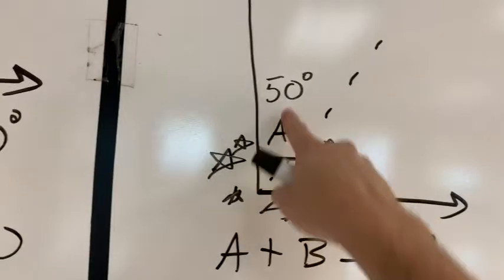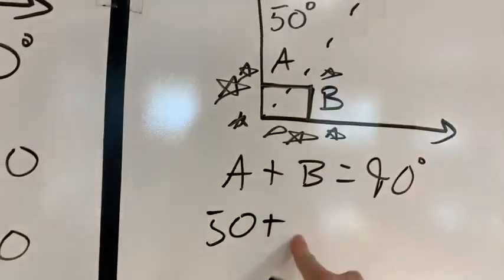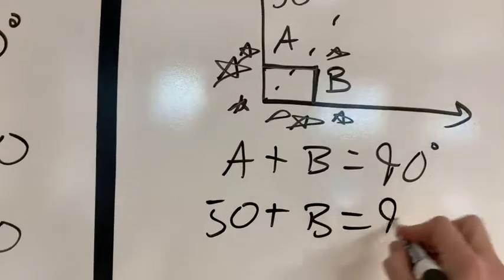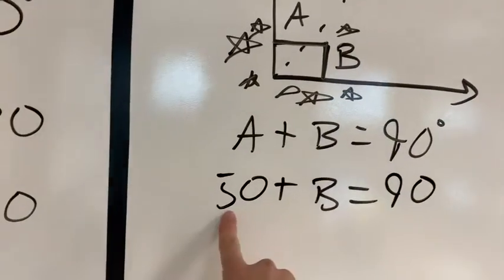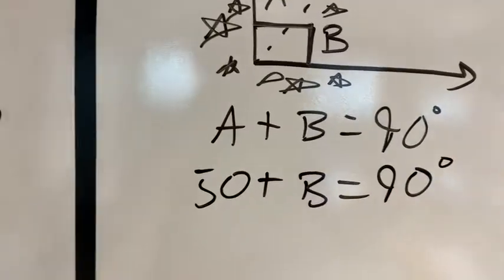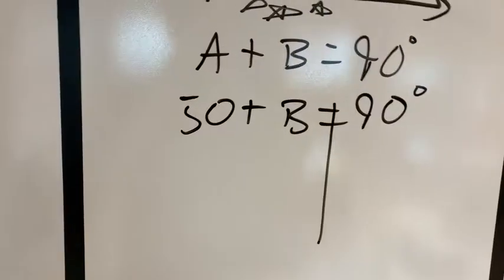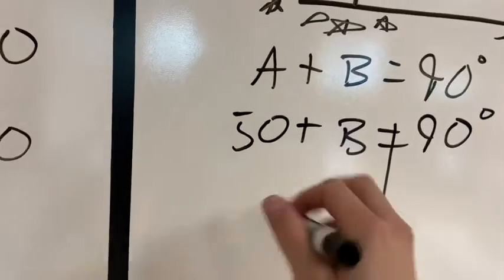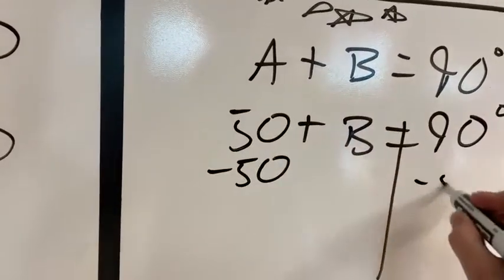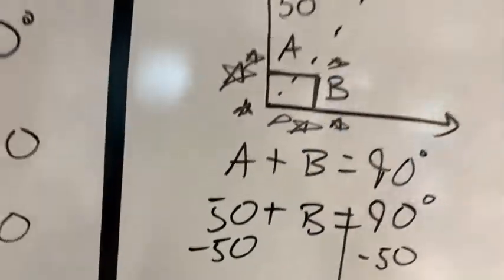So we know that A this time is 50, plus we don't know what B is, and it has to equal 90. So 50 plus what is going to give us our 90 degrees? If you're having trouble figuring it out, you can solve this just like an equation using inverse operations. What's the opposite of adding? Subtracting 50. And we get that B is equal to 40 degrees.